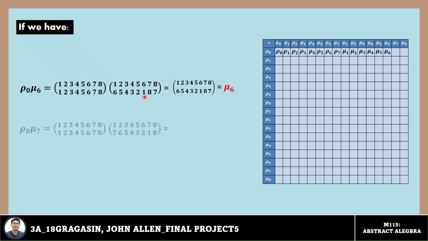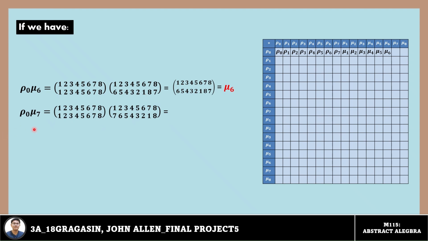And then next, if we have rho sub 0 multiplied by mu sub 7, this is the elements for rho sub 0 and this is the elements for mu sub 7. By multiplying, we have this answer. As you can see, the elements of our answer are just the same as the elements of our mu sub 7. Therefore, our answer here is mu sub 7.